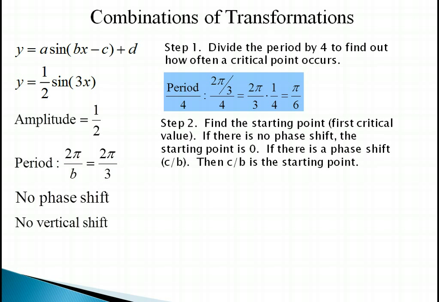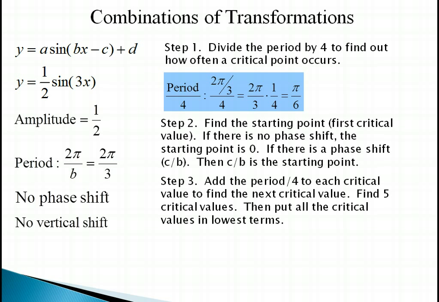Then our second step is to find our starting point. Since there is no phase shift in this case, our starting point is going to be 0. Then that's going to be our first critical point. To find the following critical points, all you do is take the period divided by 4, which we found in step 1, and add it to the previous critical point.